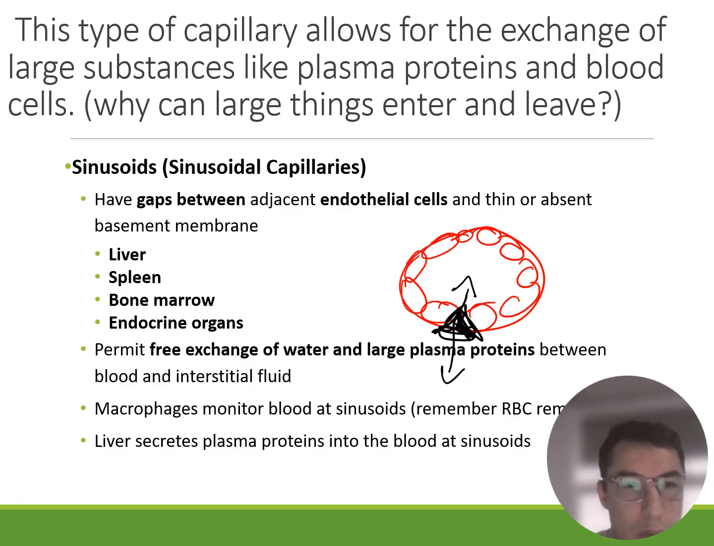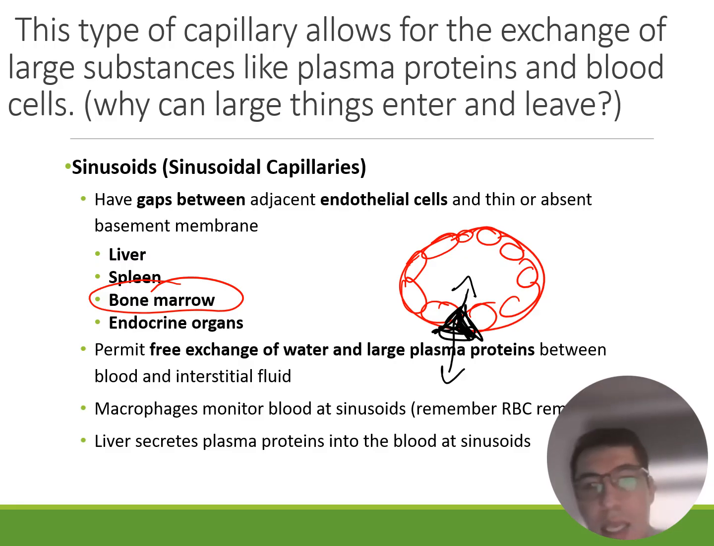In our bone marrow, we're producing cells, right? If we had continuous capillaries, we wouldn't be able to allow red blood cells to enter into circulation. But here we allow for that. Leukocytes and myelocytes, actually no, those are in development. So erythroblasts and mature red blood cells enter circulation at this stage.